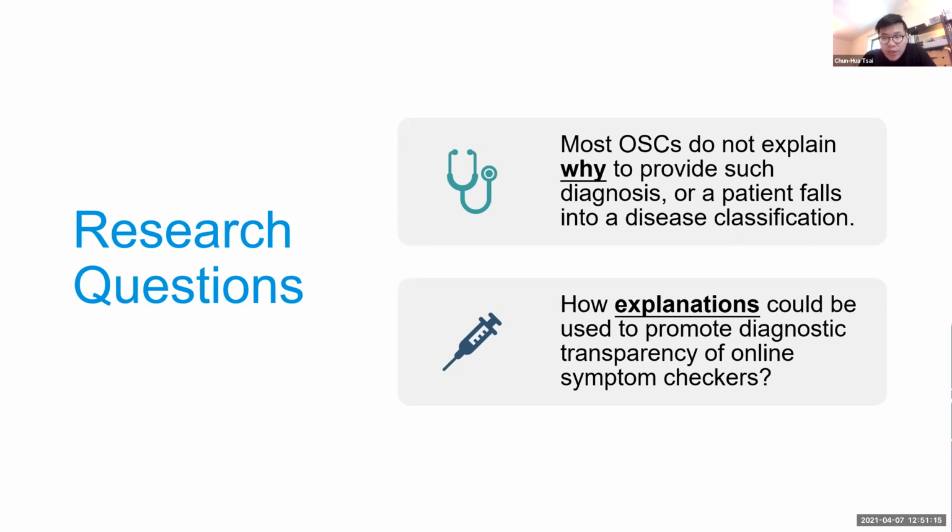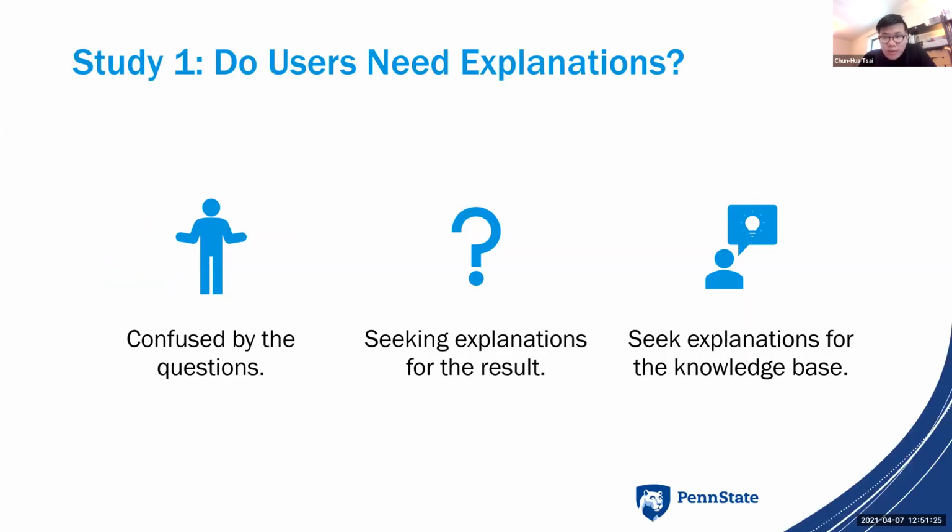In this paper, we aim to explore how explanation could be used to promote diagnosis transparency of online symptom checkers through a mixed method approach. To answer the research question, we first conducted 25 semi-structured interviews with symptom checker users. Our study supports that users did need some form of explanation in the symptom checker apps.